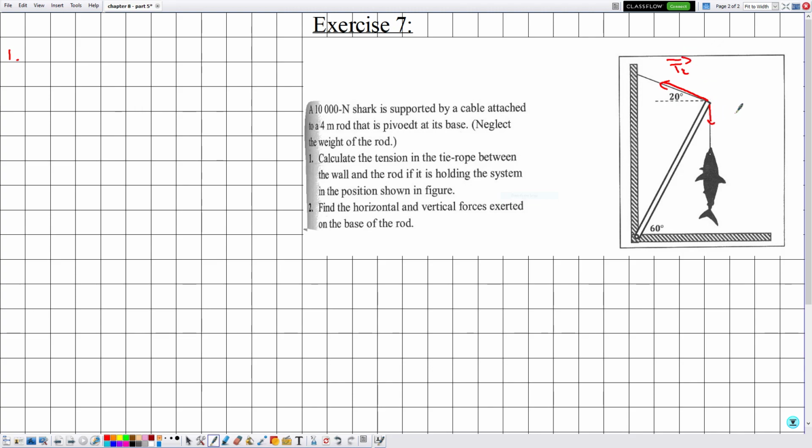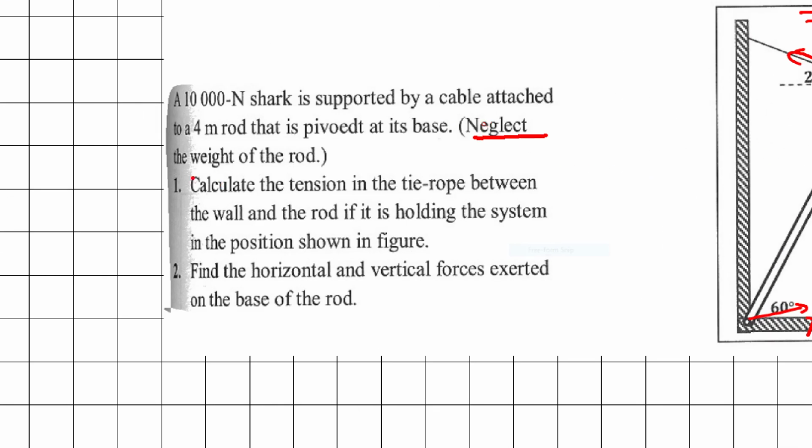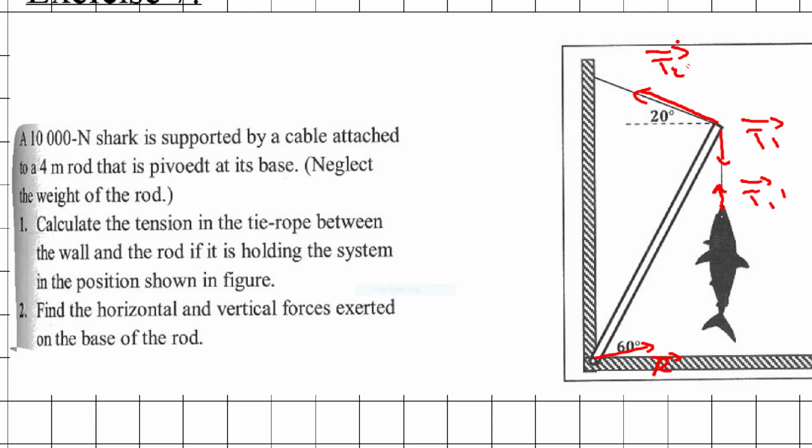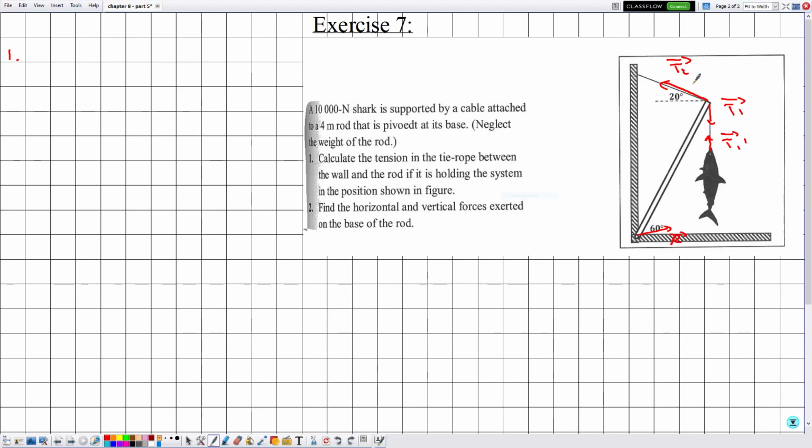Suppose this is T1, this is T1 prime, and here we have the reaction, something like this, say for example, and the weight of the beam. So they are telling us to neglect the weight of the rod, so the rod is massless. Okay, so in order to determine the tension in the rope between the wall and the rod, we need to use the sum of moments, because always we proceed with the sum of moments, because directly the reaction will be eliminated. Then we will proceed with the translational equilibrium.